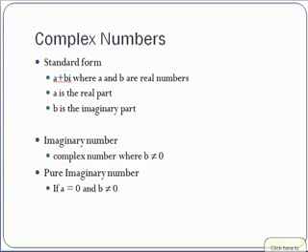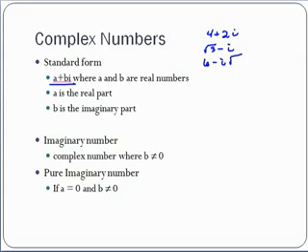So a complex number in standard form is a number in the form a plus bi, where a and b are real numbers. So in other words, we could have 4 plus 2i. We could have the square root of 3 minus i. We could have 6 minus i square root of 5. So those are all complex numbers in standard form.